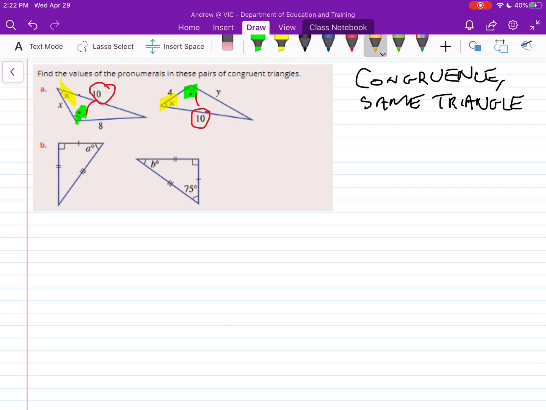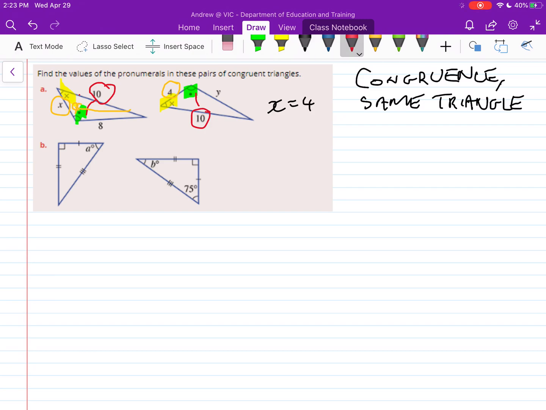We then have this 4 here, and this is opposite our unknown angle. So this is opposite here, so that one matches up with there. So we know in this first example that X is going to equal 4.